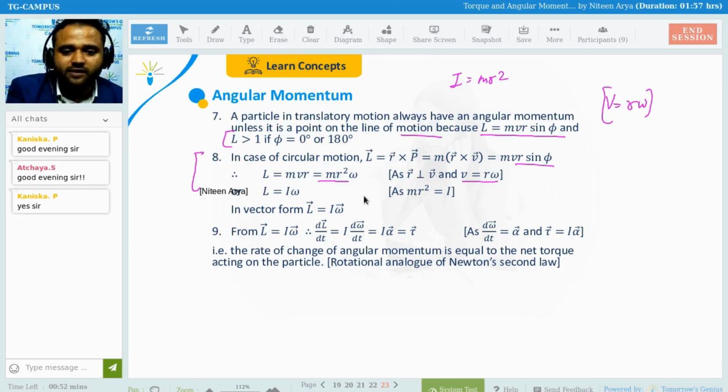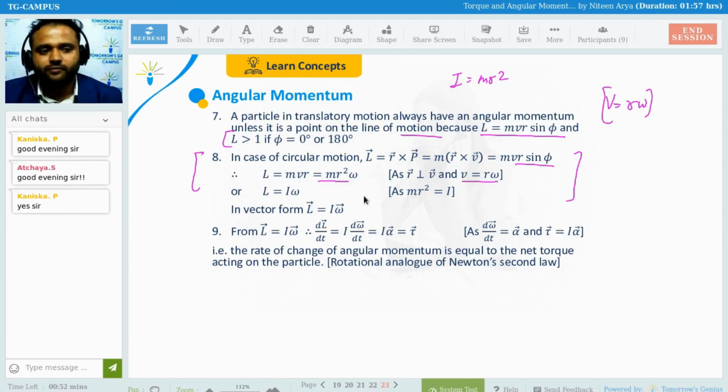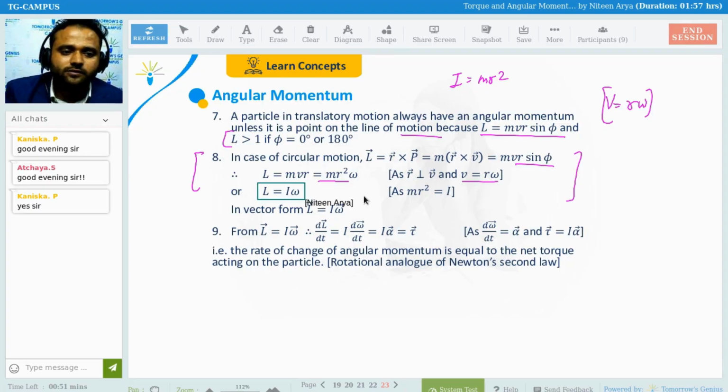So these particular points are very, very important, because there are so many interrelations. Sometimes you forget, or don't know, which relation is going to be used in the given problem. Very simple: we know L equals m V R, we can put V equals R omega, so we have m R squared omega, and we can put m R squared as I, the moment of inertia. So we have this important relation also.